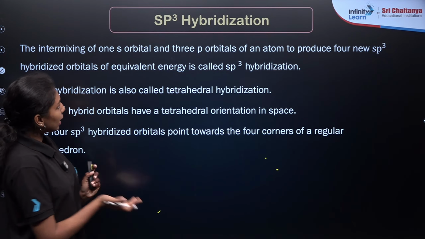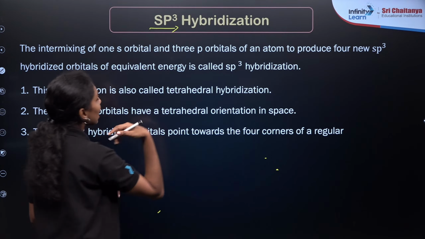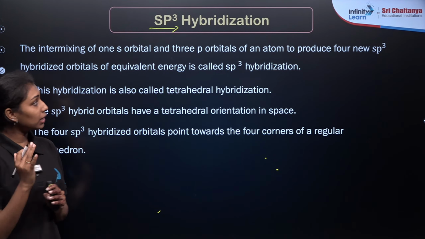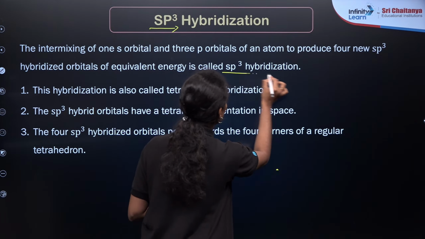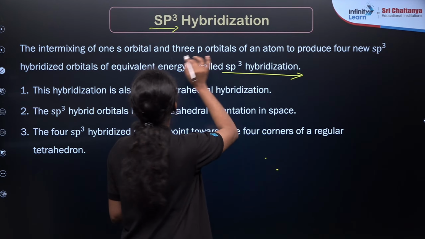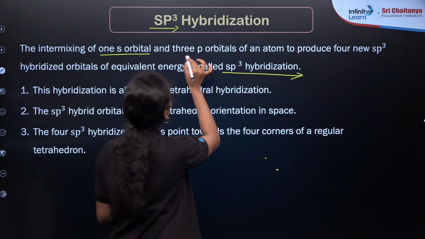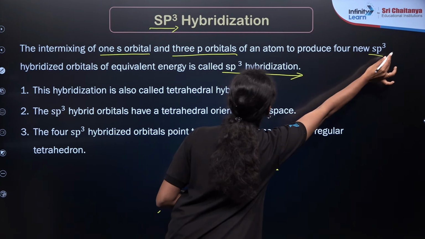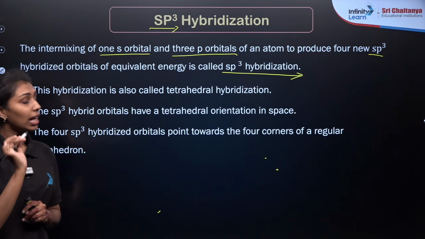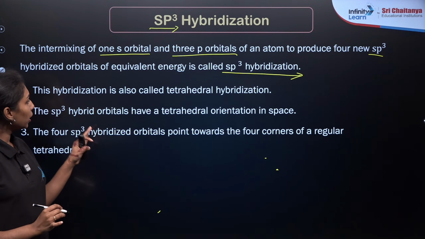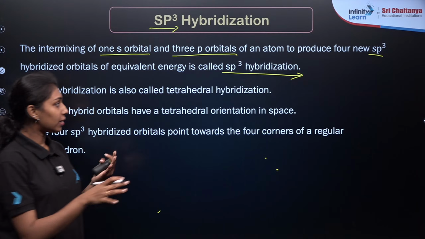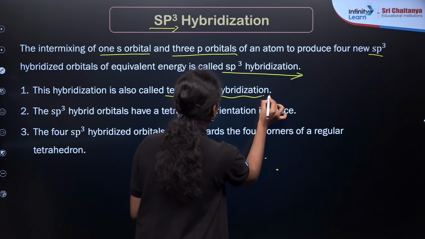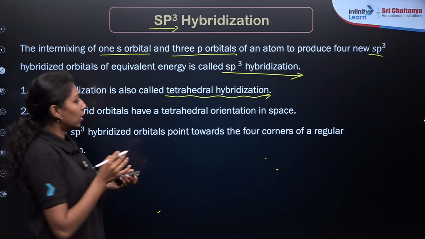In the case of sp3 hybridization, one s orbital and 3 p orbitals combine to form 4 new sp3 hybridized orbitals, known as sp3 hybridization. Here the shape of this molecule will be tetrahedral. So this is again known as tetrahedral hybridization.